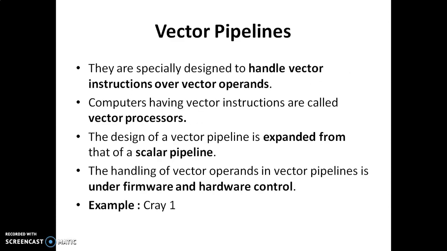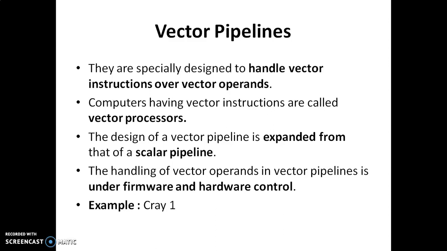Coming to vector pipelines, they are specially designed to handle vector instructions or vector operations over vector operands. The computers having vector instructions are called vector processors. The design of the vector pipeline is expanded from that of the scalar pipeline. Handling of vector operands in vector pipelines is under firmware and hardware control. Example, Cray-1. So all these are about the classification of pipeline processors.